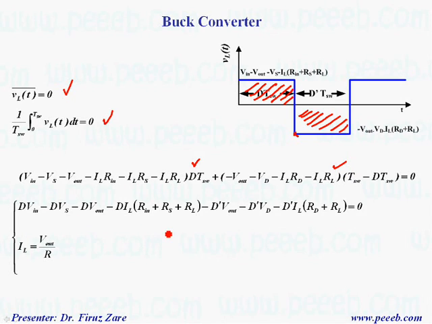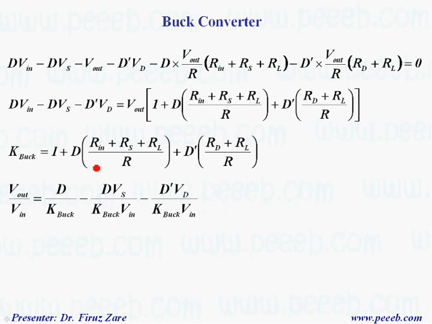If we simplify this equation by removing Ts, we come up with this equation, which is the equation for the capacitor current. Finally, we can simplify further: instead of the inductor current, we can put the output voltage divided by R, which is also given here.